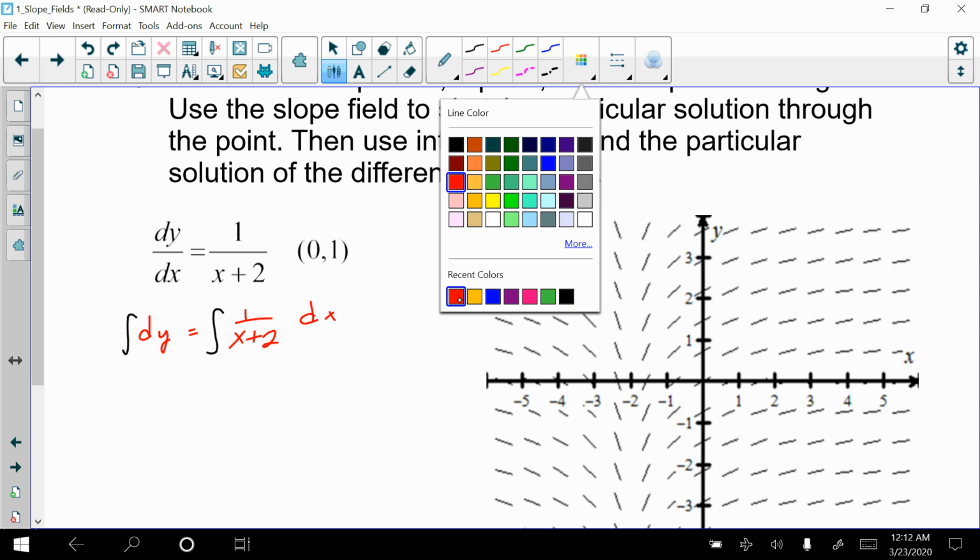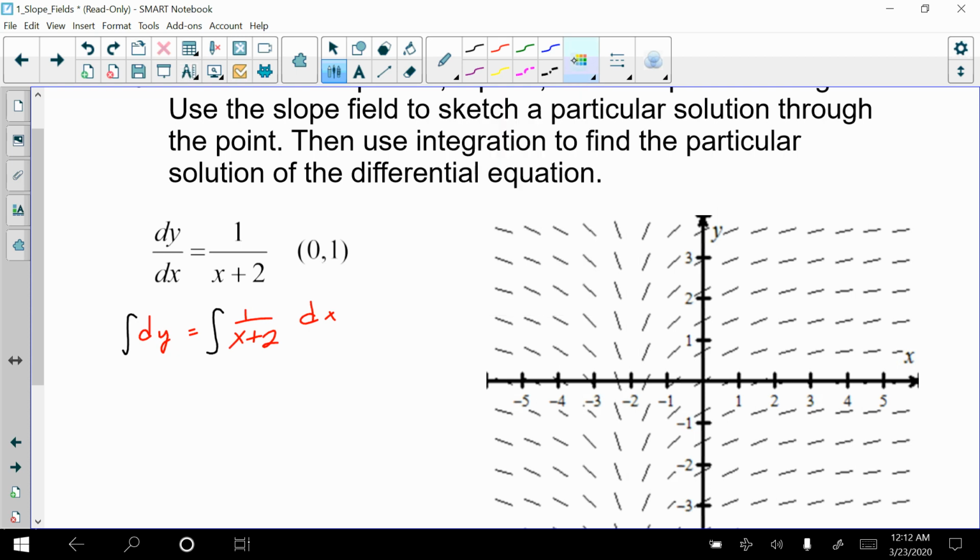And when we do, the integration of dy, the antiderivative would just be y. And on the right side, the antiderivative of the fraction will be 1, because that's what the numerator is, times the natural log of x plus 2, and plus a constant.